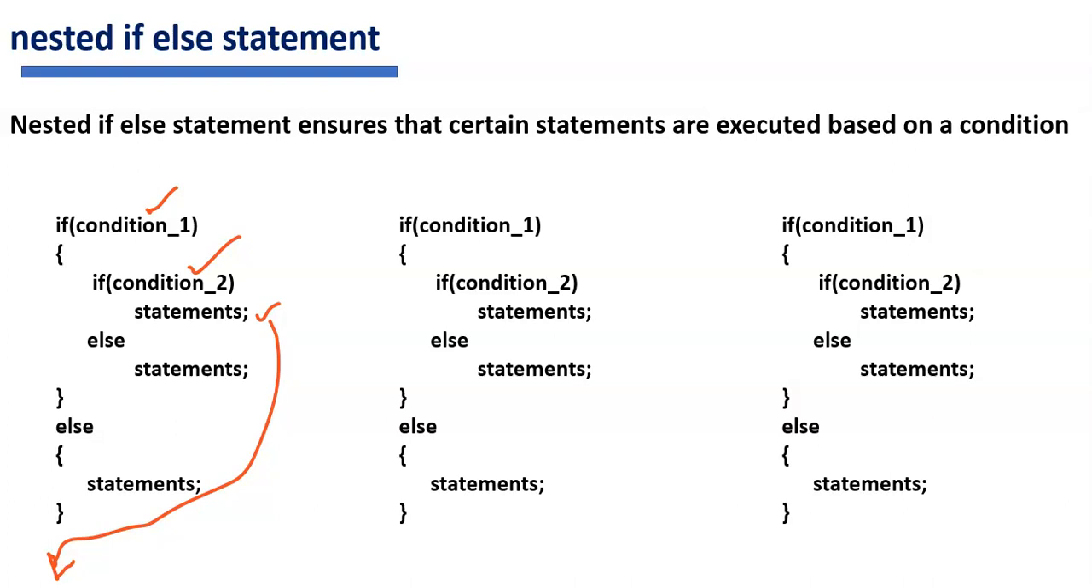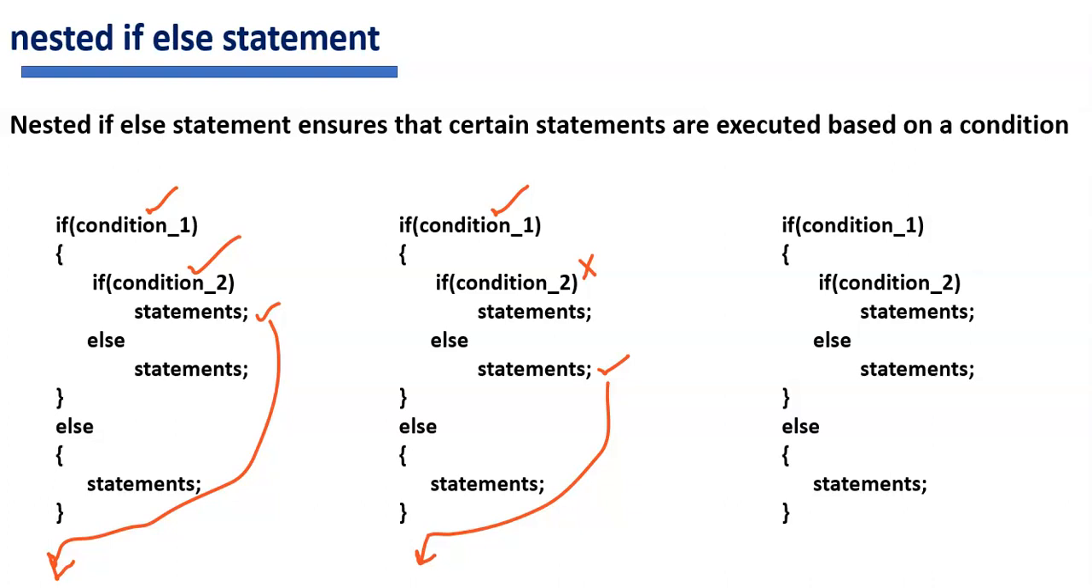And we see the second scenario. If the first condition is true, then again control enters into the if block. Now if the second condition is false, that means the control enters into the else block of this inner if. Then these particular statements are executed and the control enters into the immediate statement after the nested if else statement. This is the second scenario.